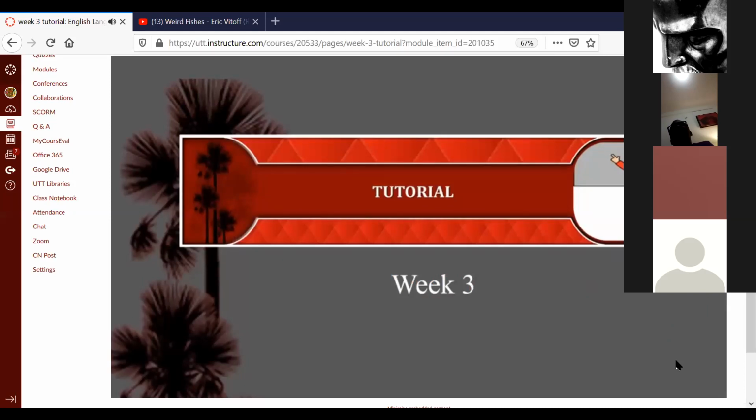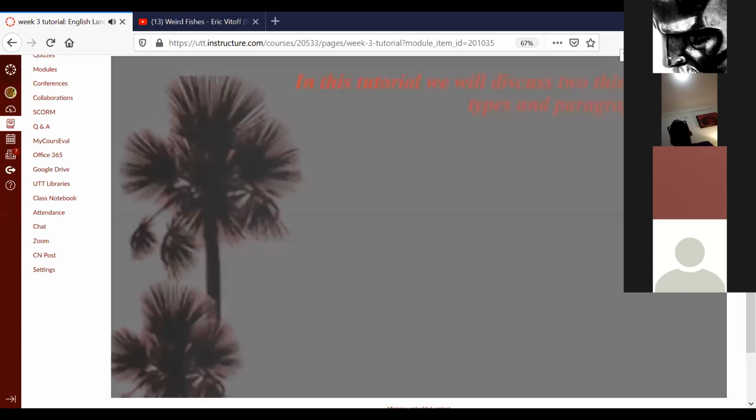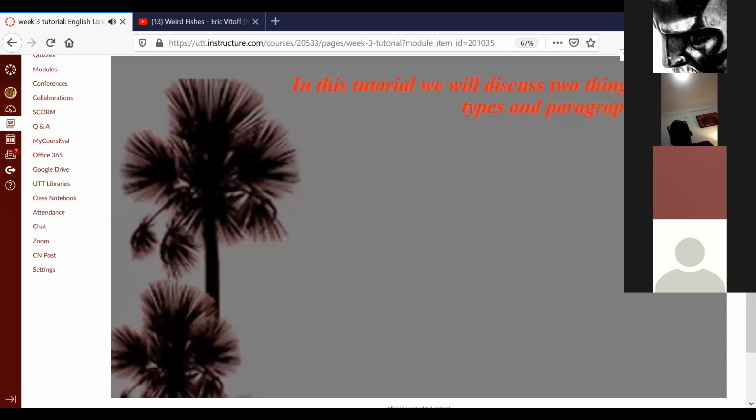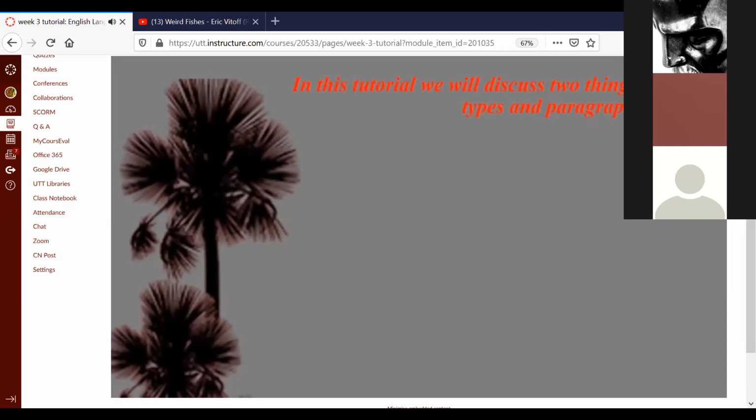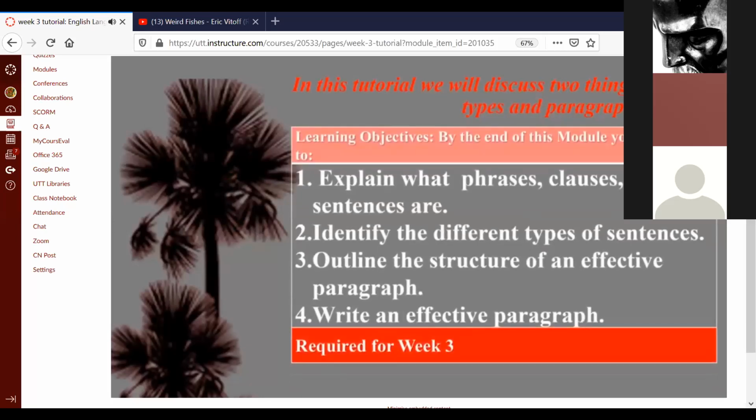Welcome to week 3 tutorial. Tutorial, we will discuss 2 things, sentence types and paragraph structure. It is split up into 2 sections. This first section will be on sentences. At the end of this tutorial, you will be able to explain what a phrase, clause, and sentence are. Identify the different types of sentences. Outline the structure of an effective paragraph. Write an effective paragraph. This is a required tutorial for week 3 activities.